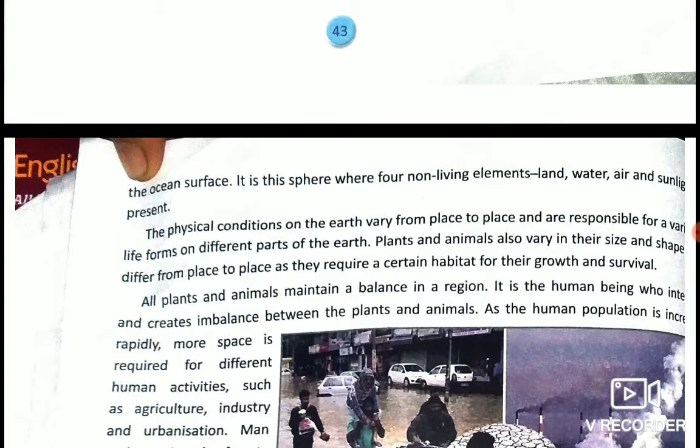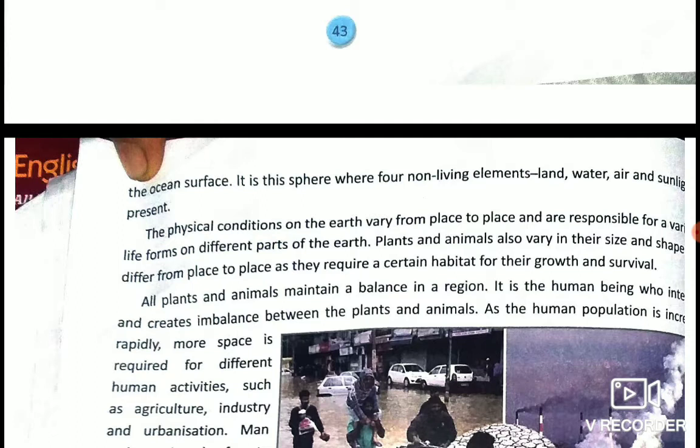Plants and animals also vary in their size and shape, and differ from place to place as they require certain habitats for their growth and survival. Just now I told you that different plants and animals vary. Plants and animals are not the same in size, not the same in shape, and they require different environments for their growth, different habitats.